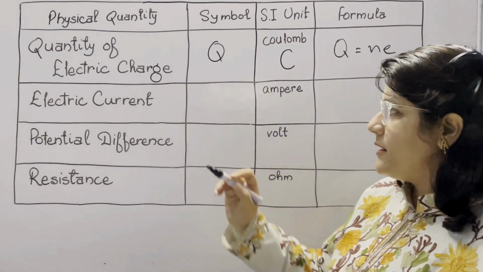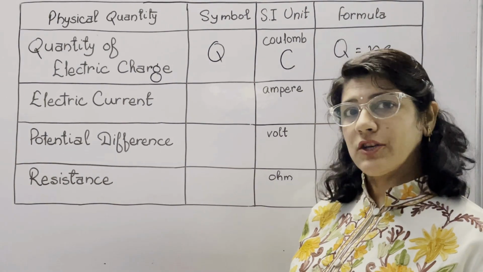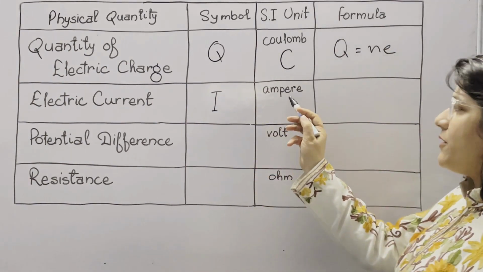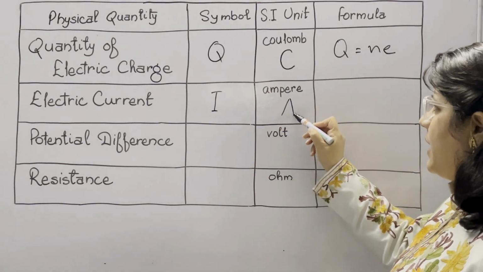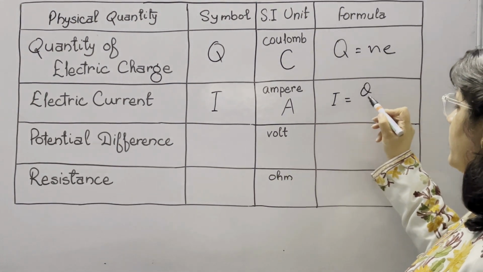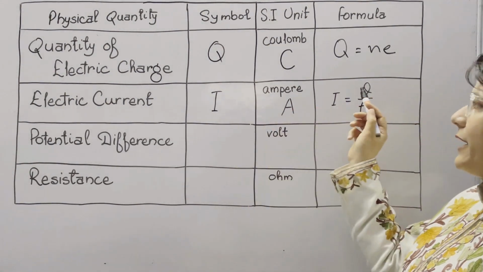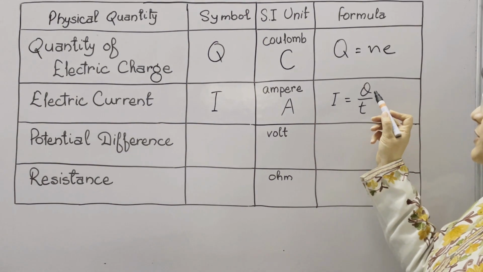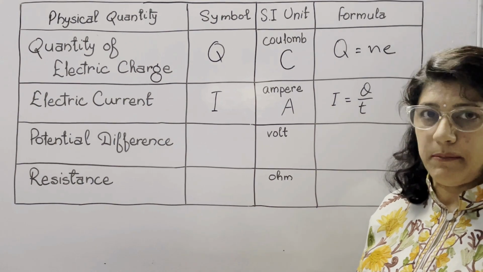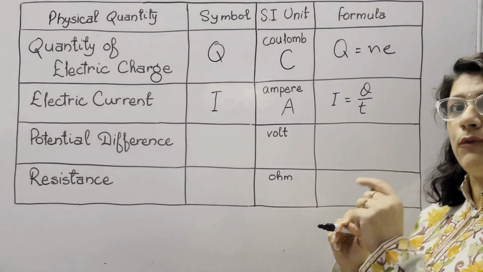Next is electric current. Electric current is the rate of flow of charge across a cross section normal to the direction of flow of current. Its symbol is I. Its SI unit is ampere, shown by capital A. Formula for calculation of I is I is equal to Q upon T. As we have read in the definition, current is the rate of flow of charge. The symbol for charge is Q, and in physics, rate means divided by time. So the formula becomes I is equal to Q upon T, which is the rate of flow of charge.